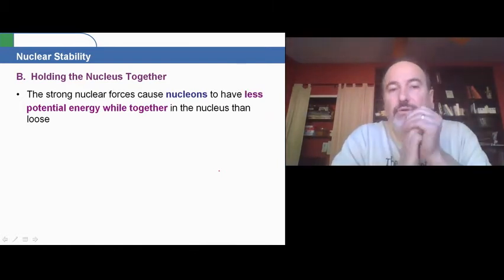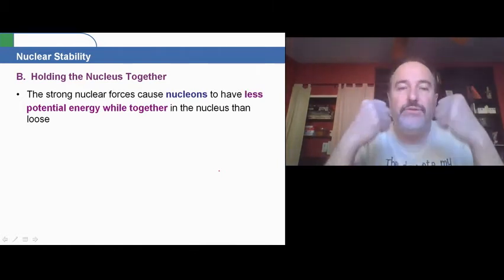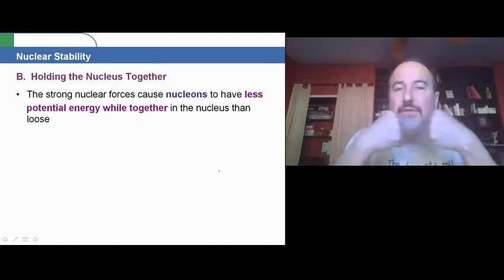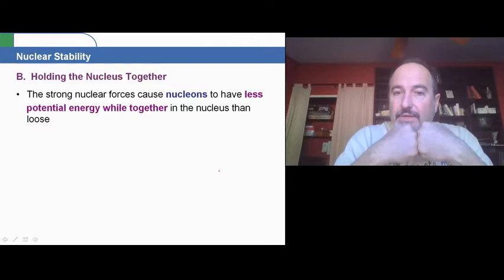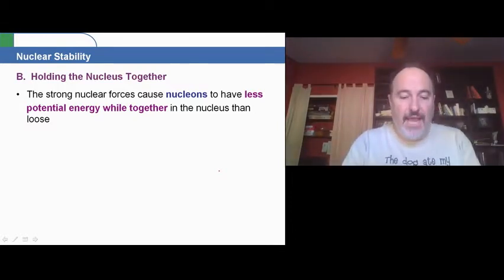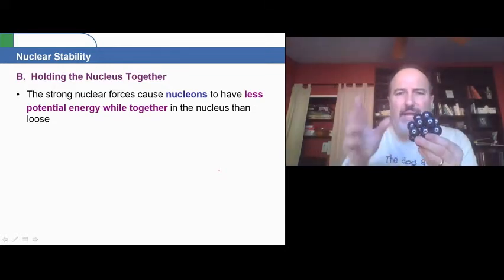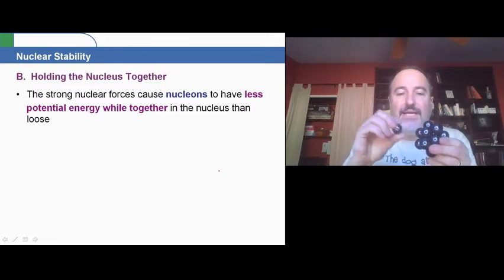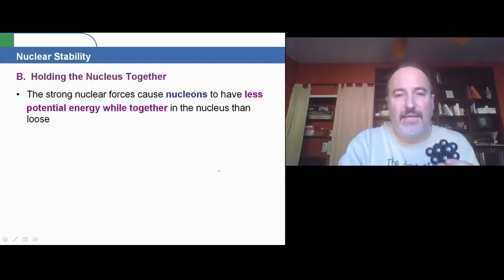Now, the strong nuclear force causes the nucleons to have less potential energy while together in the nucleus than they do while they're loose. All right? So let's think about potential energy. Right now, as they're together, they don't have any energy, let's say. But if you hold one apart, because it wants to fly back in, it has now some potential energy because it wants to fly back in.